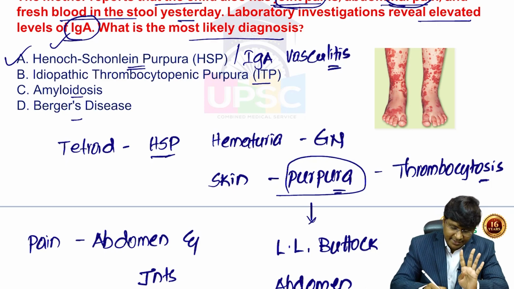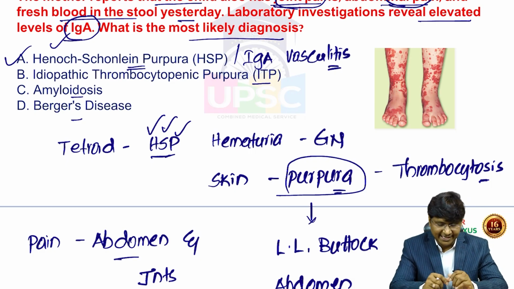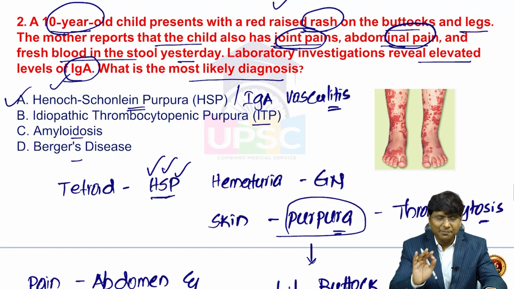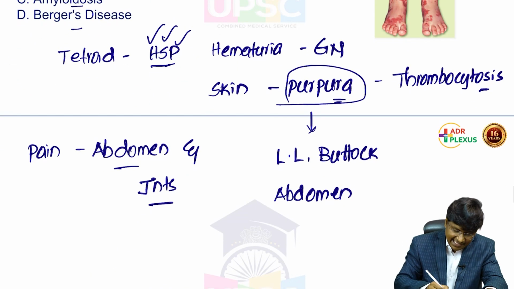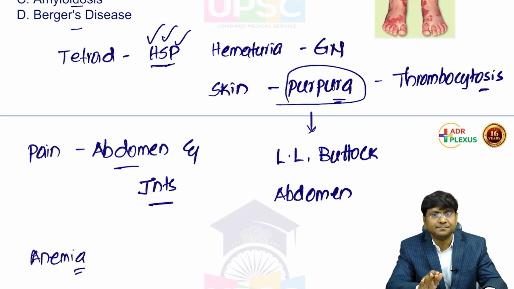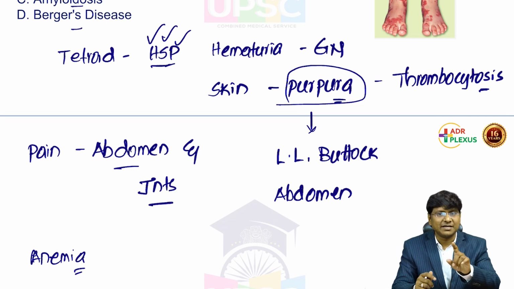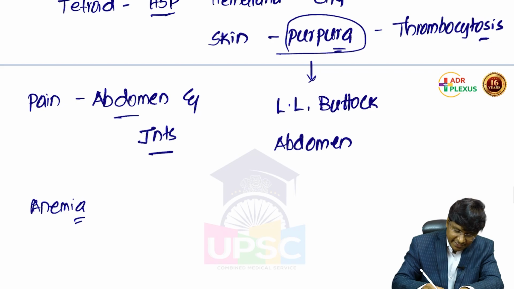So this is the tetrad: hematuria, skin manifestations, then the pain in the abdomen as well as within the joints, right? And one point you need to know is, these patients can have anemia, and that is because of the chronic inflammation. Then what is the other part of the workup? The other part of the workup is biopsy. Investigation of choice will be the skin biopsy.